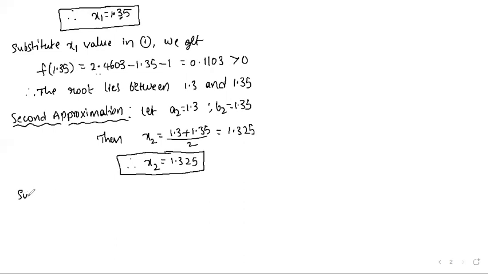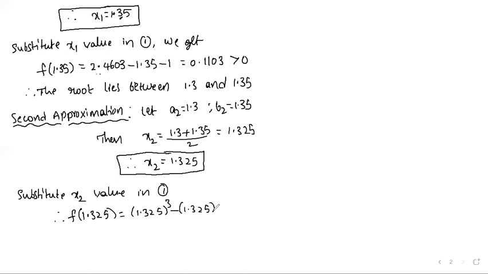Now substitute the x2 value in equation 1. Therefore f of 1.325 is equal to 1.325 whole cube minus 1.325 minus 1. 1.325 whole cube is 2.3262 minus 1.325 minus 1, that is equal to 0.0012, which is always greater than 0, that is positive. Above, the negative is 1.3.